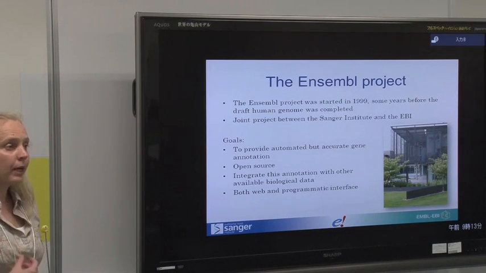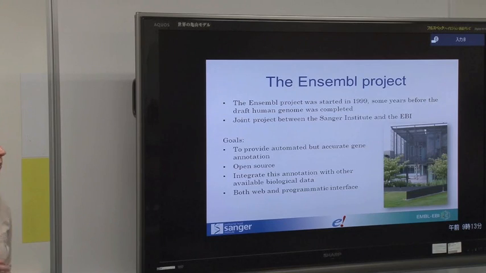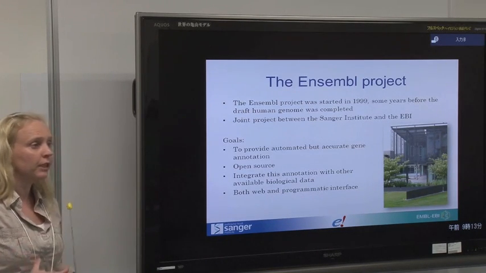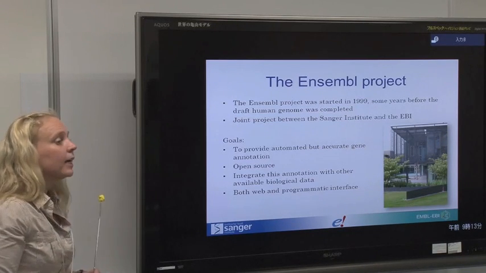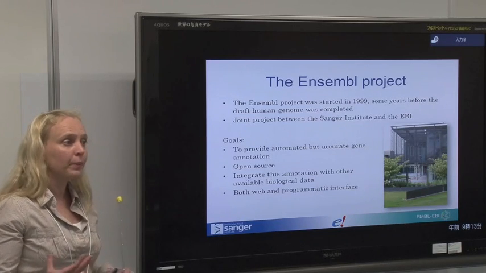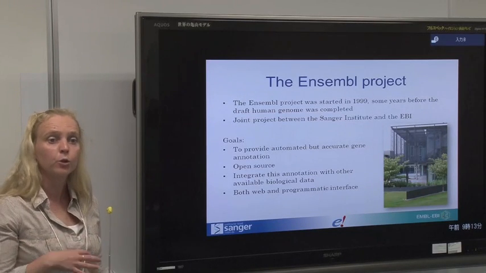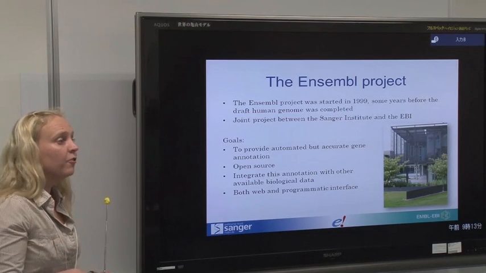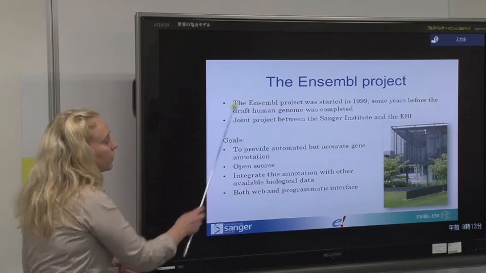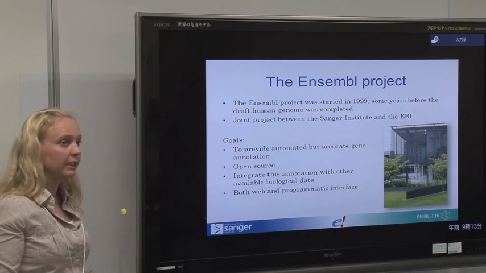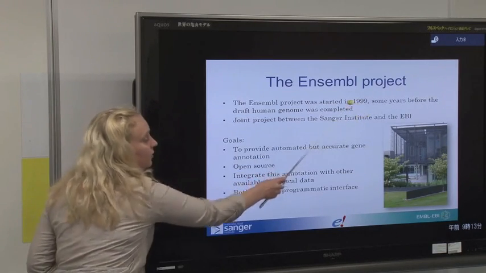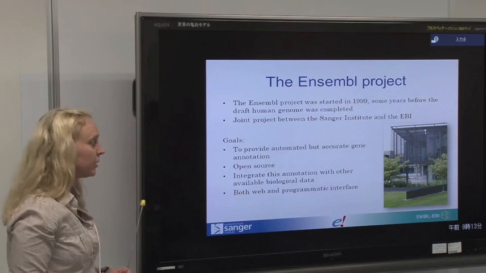What is special about Ensembl is that it's a European project. It's an open source project. All the data are free. It started in 1999 when there was a lot of competition. There were a lot of companies who tried to do this for profit. They tried to patent genes. So this project was a European response to that initiative, trying to provide everything for free. It started with the finishing of the human genome sequence.